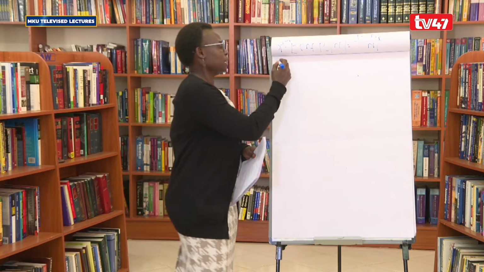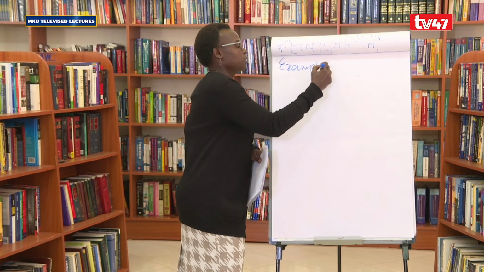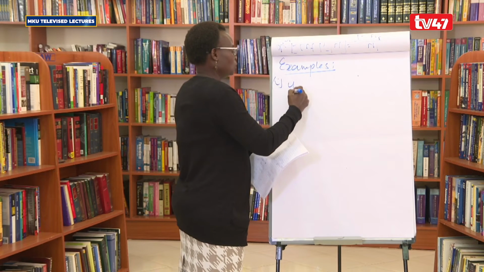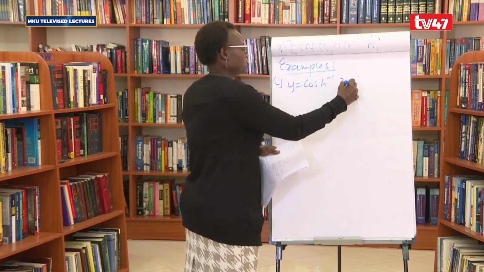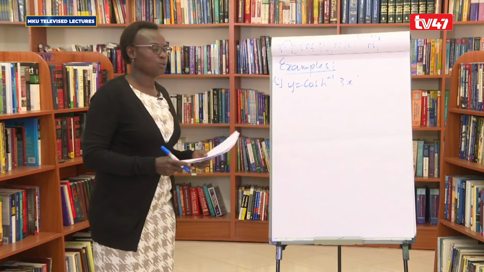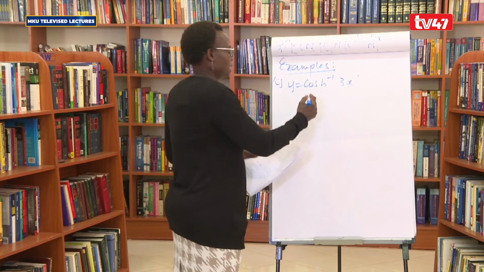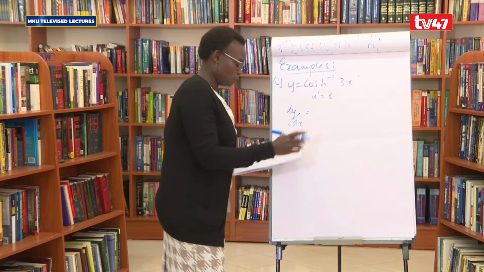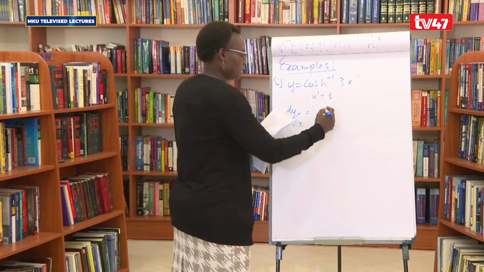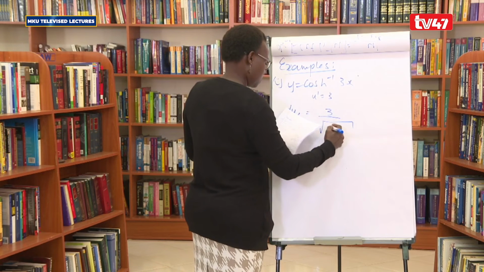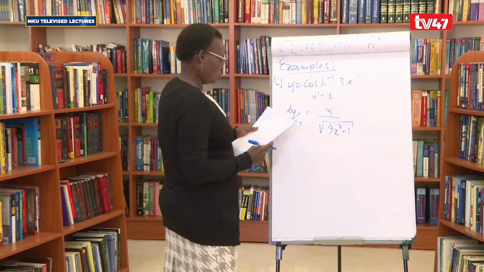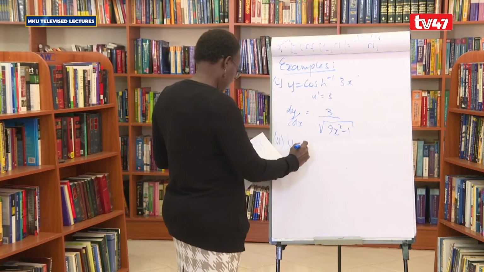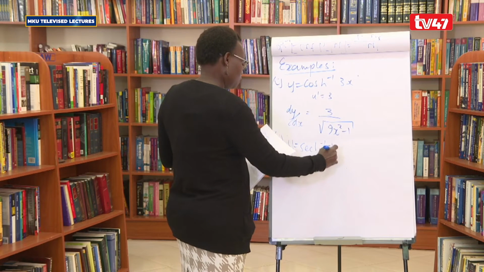Next we move to examples. The first example that we have is y is cos hyperbolic inverse of 3x. So u is 3x, u bar here will give us 3. After that, we just follow what we have already expressed as how the derivative takes this form. And then the second example, we have y is sec hyperbolic inverse of 1 over x.